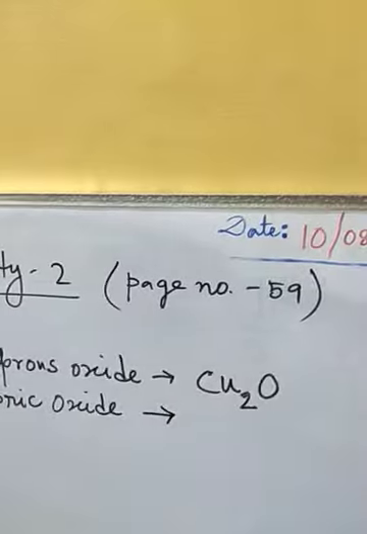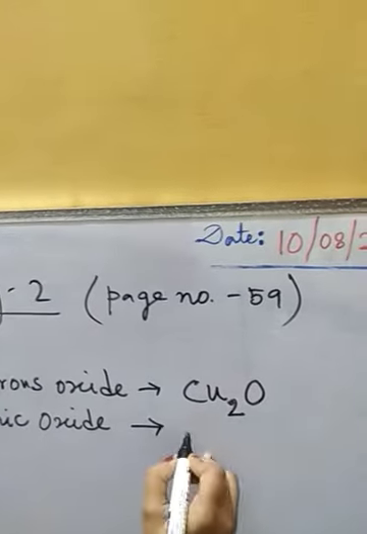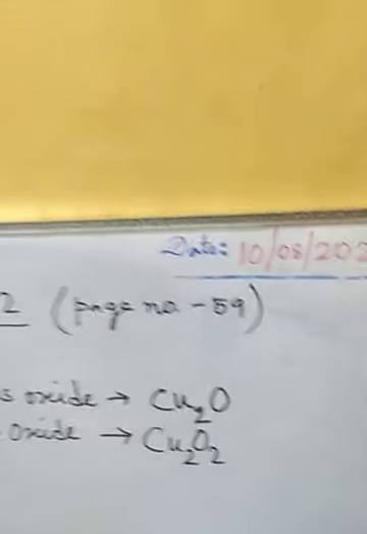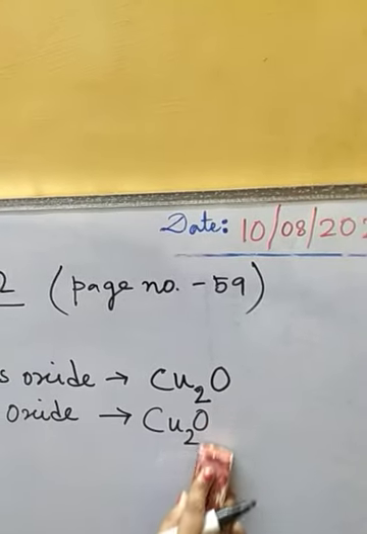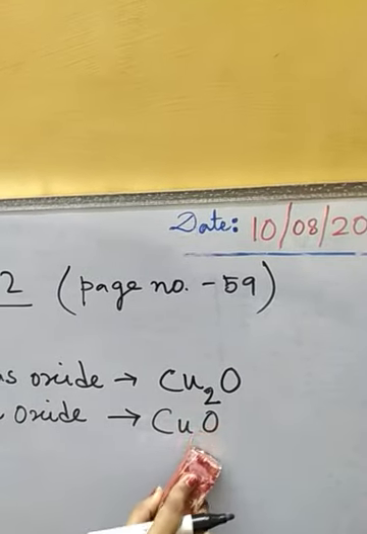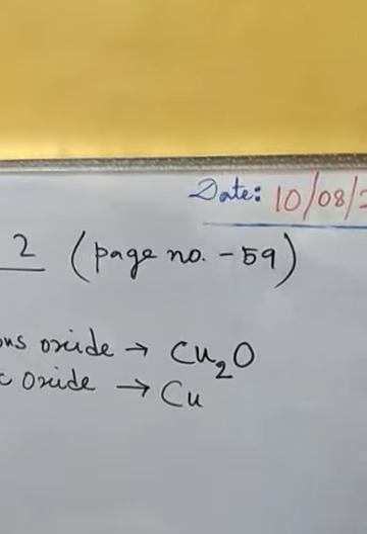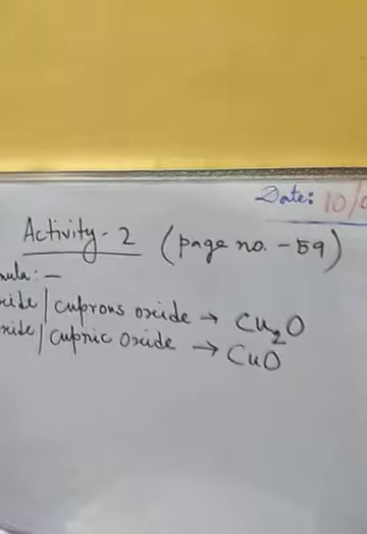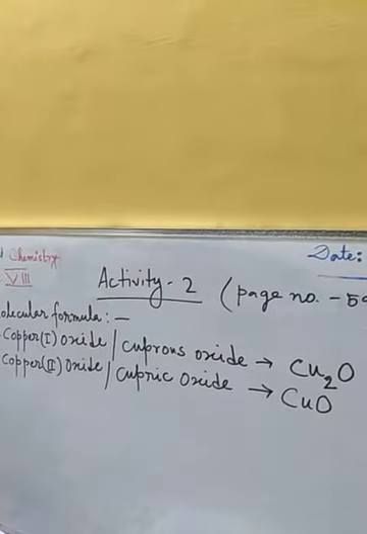Okay, so here copper's valency is 2 and oxygen's valency is 2, so this will be Cu2O2. Okay, and we know that we don't write this, we have to take the least value, so this will be only CuO. So this is cupric oxide. So this is cuprous oxide and this is cupric oxide.